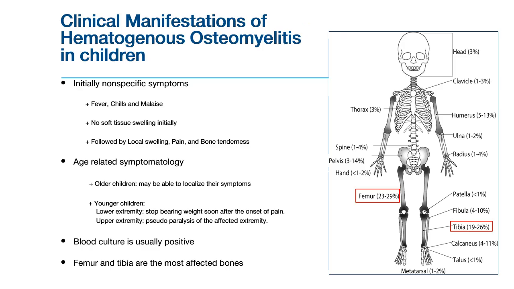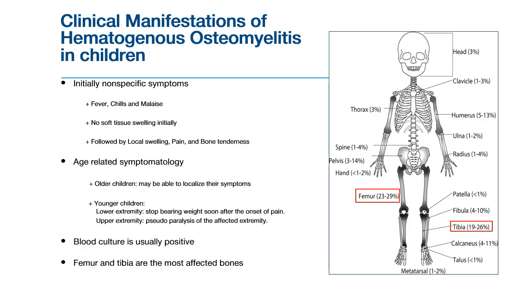In the early stages of acute hematogenous osteomyelitis, children often present with vague symptoms of fever and malaise. The symptoms may seem benign, and a misdiagnosis of a muscle strain may be made. There is no soft tissue swelling initially, followed by local swelling, pain, and bone tenderness.